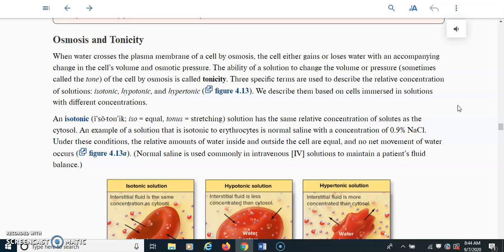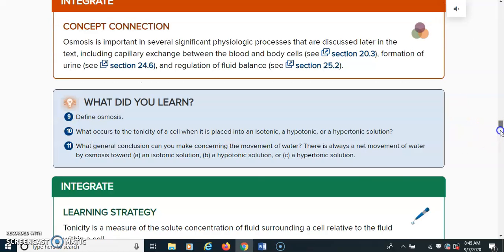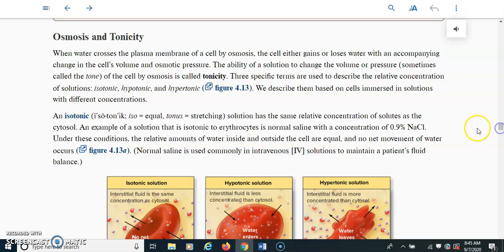So I'm going to show you how the body maintains normal solute concentrations inside and outside the cells. And when it does that, that will allow the cells to pretty much maintain their normal volume and pressure, and so they don't change much as far as shape. So they maintain their normal shape, and remember, if they maintain their normal shape, then they can function properly. So I'm going to go down to our pictures here, and oops, I went a little too far.